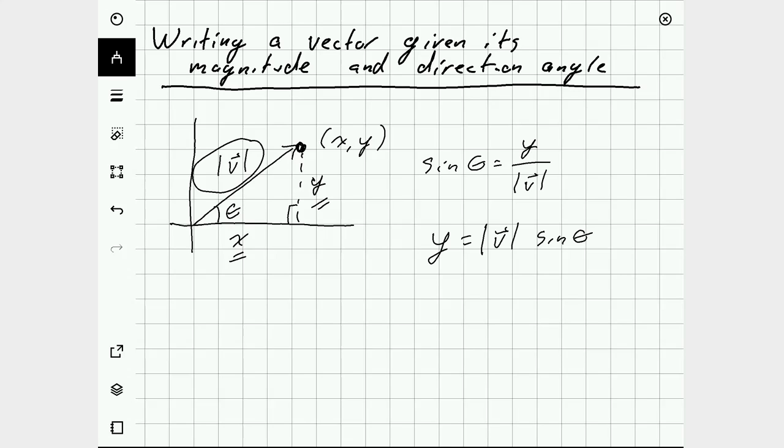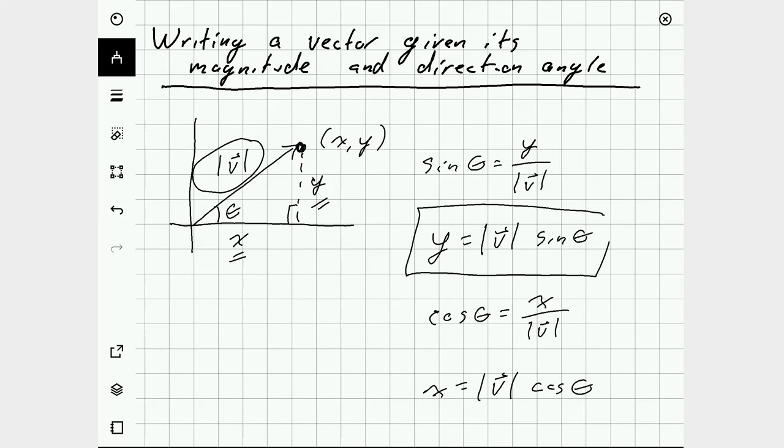And similarly, x is the adjacent side, so adjacent over hypotenuse is cosine. Cosine theta is x over the magnitude of the vector. And rearranging, we get that x is the magnitude times cosine theta. Right, just using the properties of right triangles that we are already familiar with to find some general formulas.